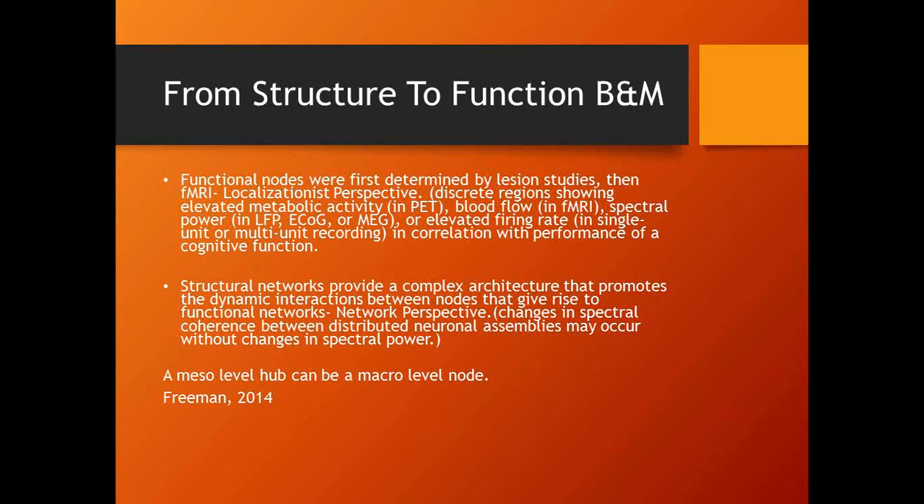Functional nodes were first determined by lesion studies, then fMRI localization perspective. This is a lot of Dick's stuff, so I'm going to interpret it. Discrete regions showing elevated metabolic activity in PET, blood flow in fMRI, spectral power in LFP, ECoG, and MEG, magnetoencephalography, or elevated firing rate in single unit or multi-unit recording in correlation with performance of a cognitive function. Translation: we took some piece of equipment, we looked at the brain, we performed a task, and we saw what area activated, lit up.